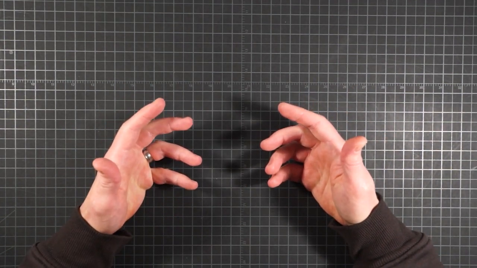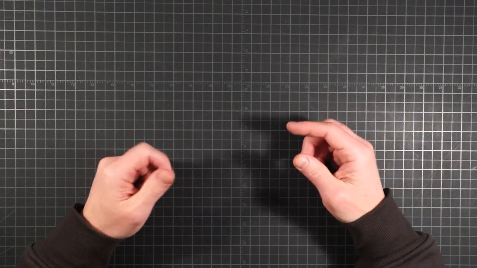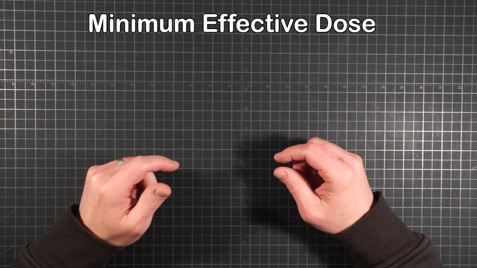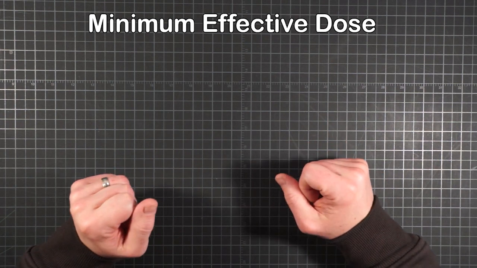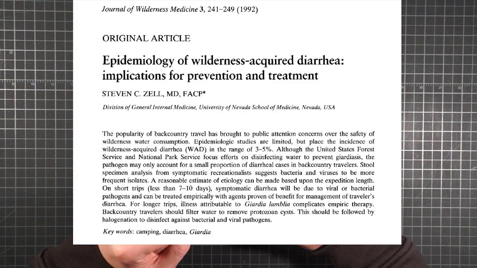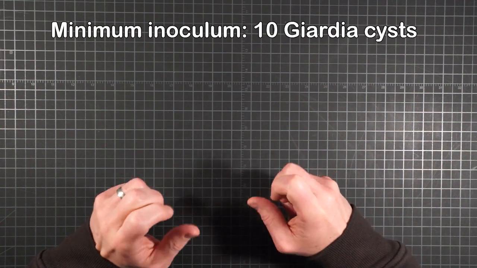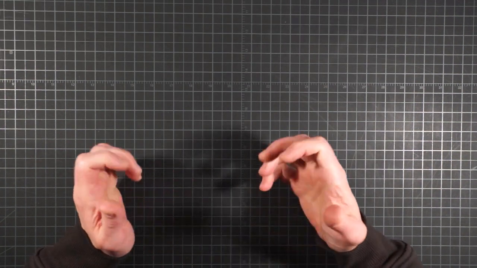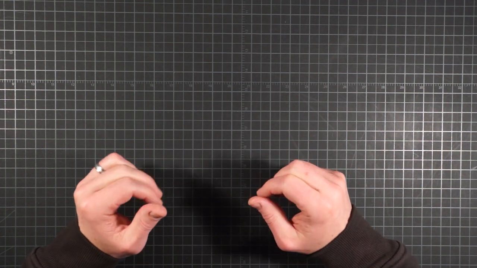Which begs the question, how many does it take to get you sick? And that introduces an important concept: minimum effective dose. I searched around, and according to another diarrhea article at the Journal of Wilderness Medicine, the minimum inoculum is 10 cysts. So we can start to sketch out the scope of the problem.